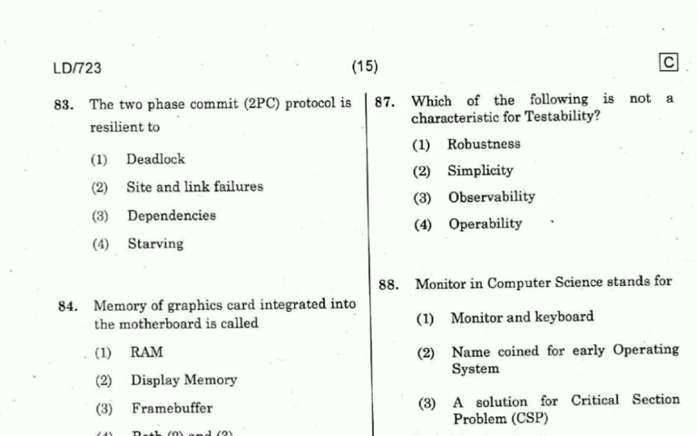Which of the following is not a characteristic for testability? So first of all, what is meant by testability? Testability refers to how easily a system can be tested. The features include simplicity, observability, operability, etc. Simplicity means it is easy to understand and test. Observability means easy to observe output from test. And operability means system works correctly under test conditions. So robustness, that is option 1, is related to system stability but not testability. So option 1 is the correct answer.